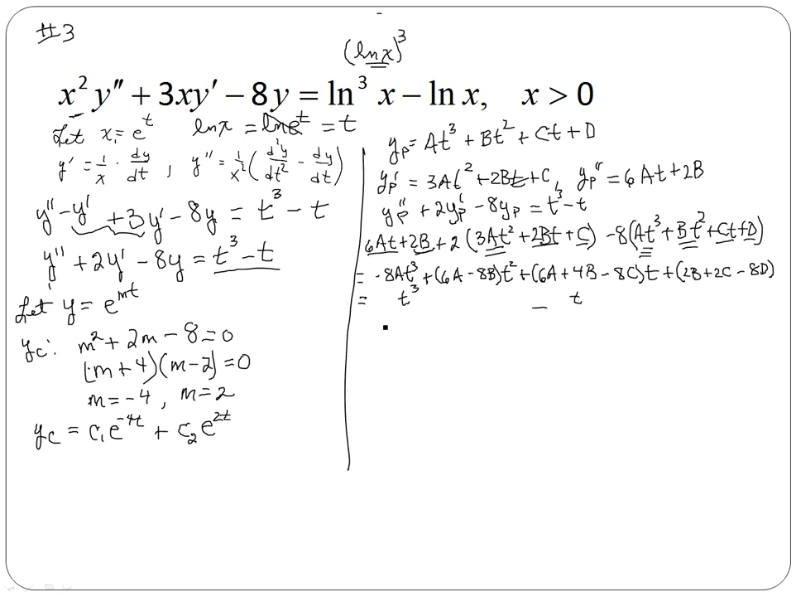So using the method of undetermined coefficients, we want to equate the coefficients for like terms. So we want to look at these t to the third terms, and we want to set the coefficients equal to each other. So for our t to the third terms, we're going to get negative 8a is equal to 1, and that tells us that a is equal to negative 1/8.